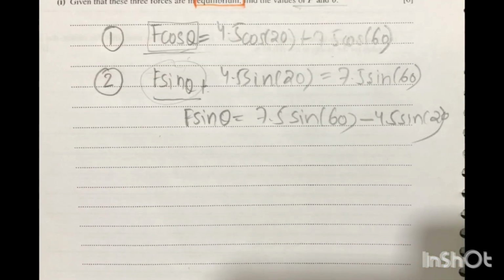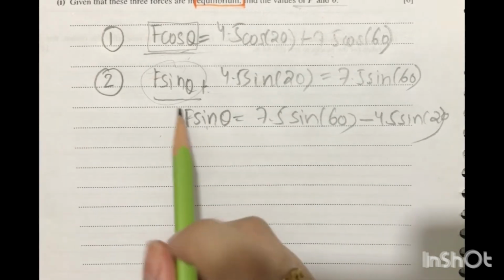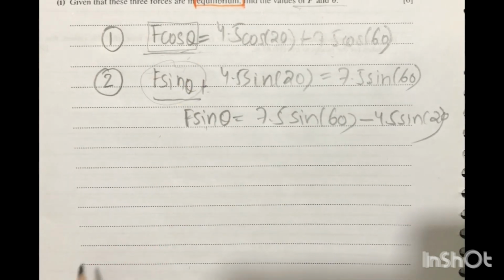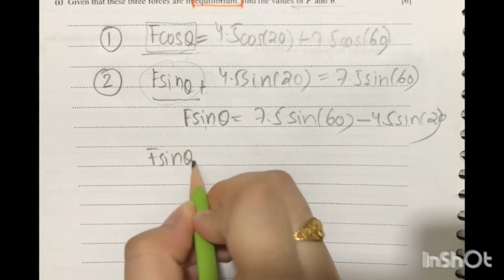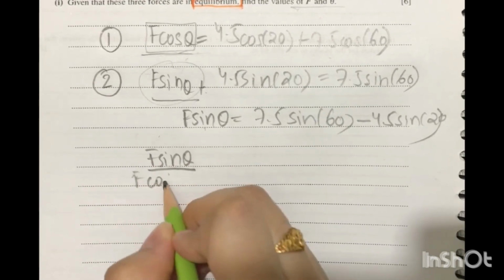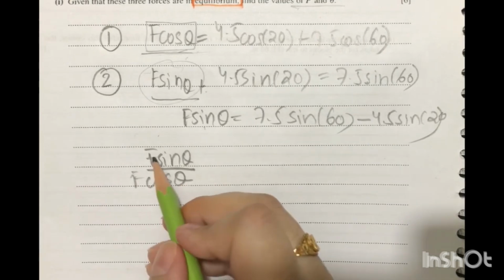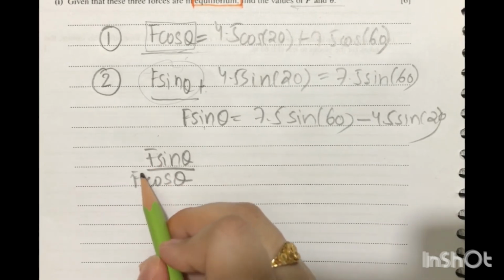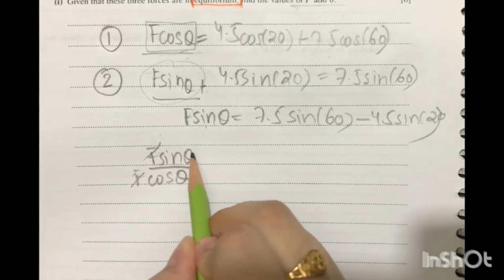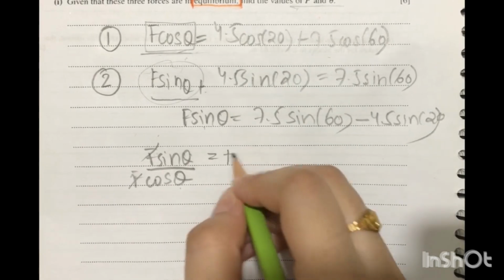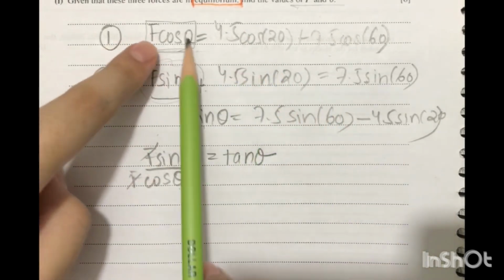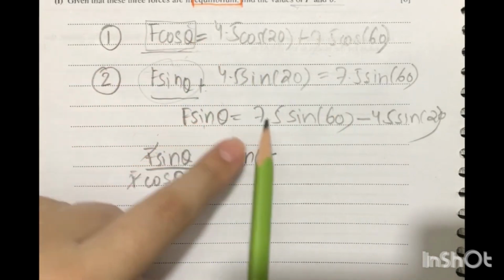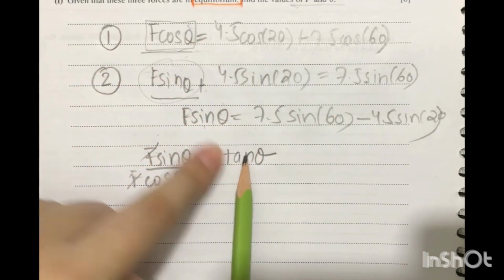Now we can apply the rules of trigonometry. So we all know that sine theta divided by cos theta is equal to tan theta. So if we write F sine theta over F cos theta, the F's in the numerator and denominator will cancel out, and sine theta divided by cos theta is equal to tan theta. And we can express F cos theta and F sine theta as numerical values.